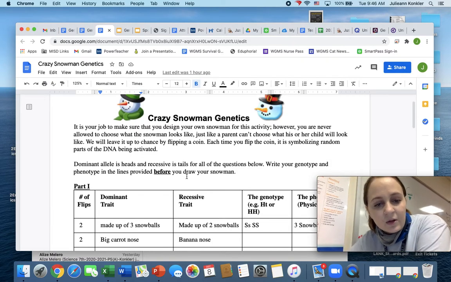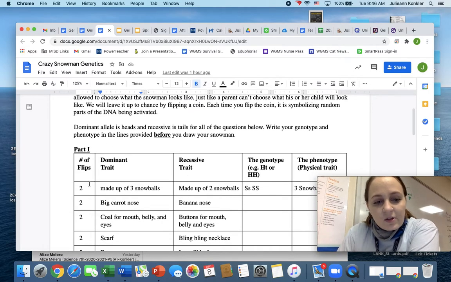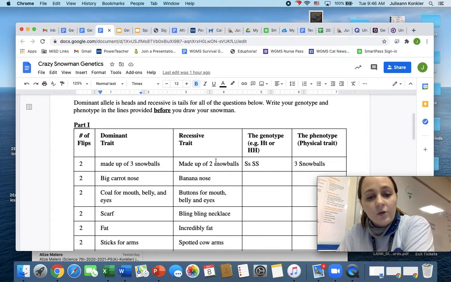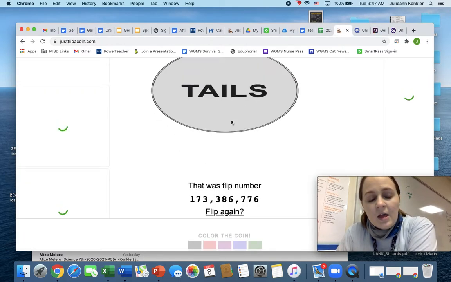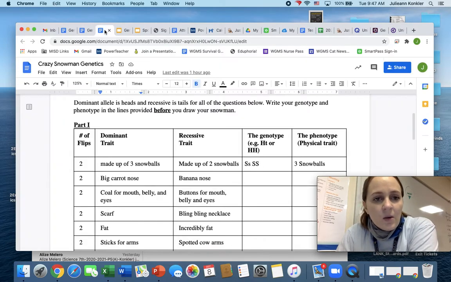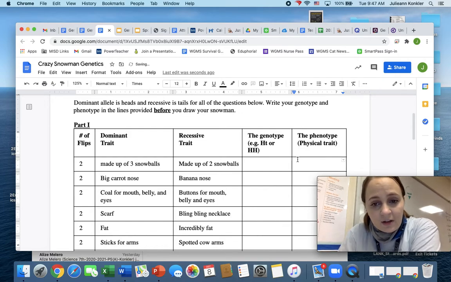Write your genotype and phenotypes in the lines provided before you draw your snowman. So if you look, part 1 tells you the number of flips. My dominant trait is 3 snowballs, or 2 snowballs is the recessive trait. So I'm going to flip my coin 2 times. I get heads and I get tails. Okay, so those are my 2 flips for this. When I go back to here, because I got a heads, I have a dominant gene being passed down to me, but I also got a tails.